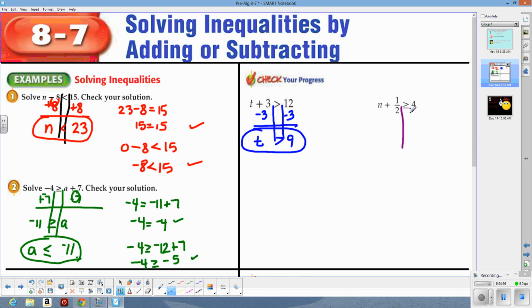To get n by itself, I'm going to get rid of this plus 1/2 by subtracting 1/2 from both sides. So this plus 1/2 minus 1/2 is going to be gone. So I have just n is greater than or equal to 4 take away a half, which is 3 1/2. And again, you can test this out by plugging that back in to see if it equals 4, and then choose a number greater than 3 1/2, such as 4, and that should work as well.